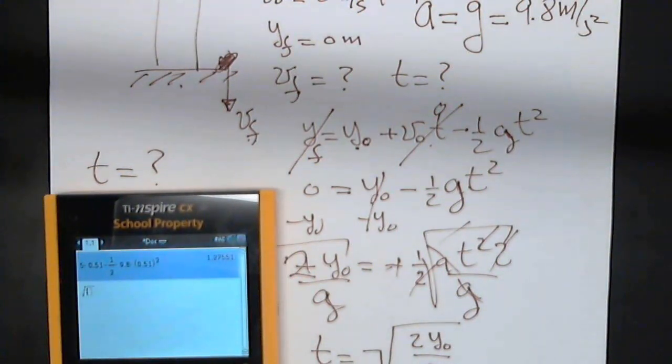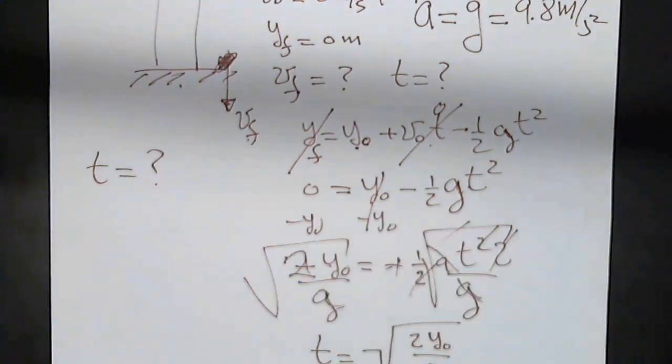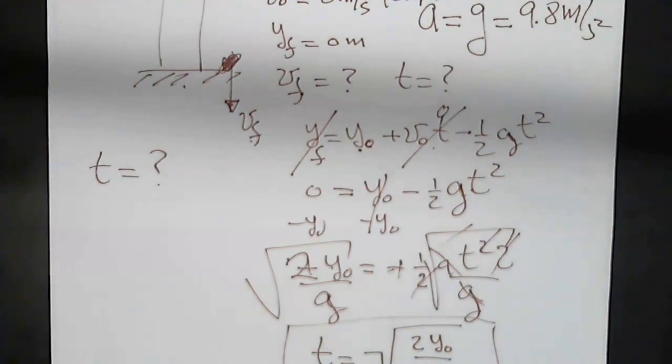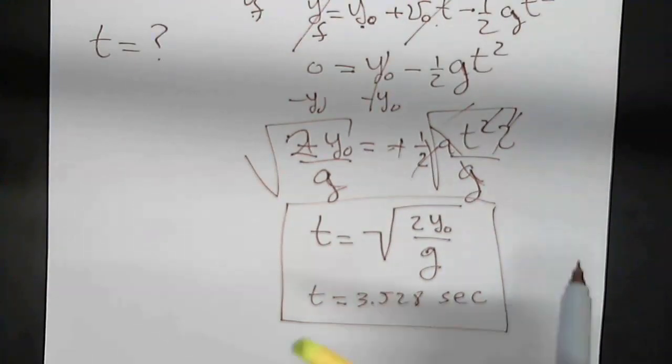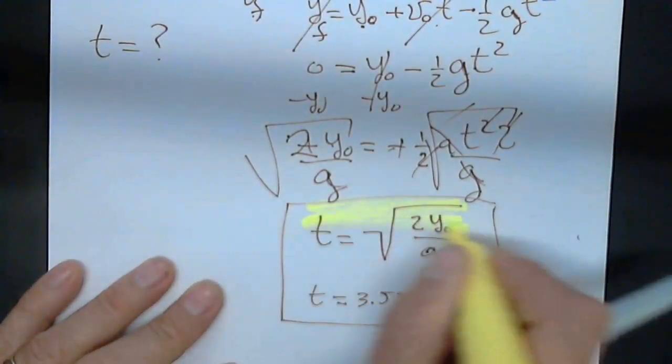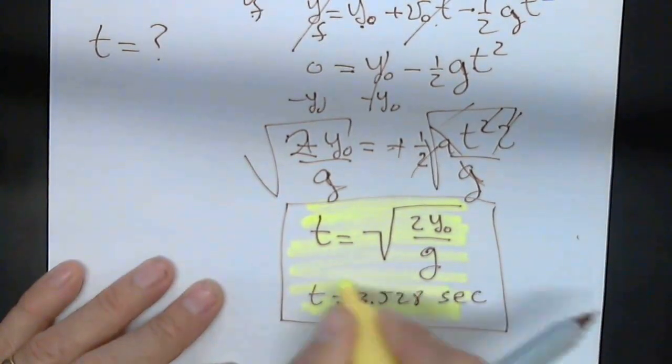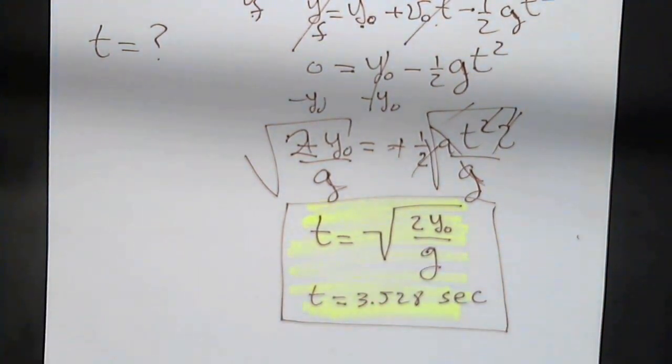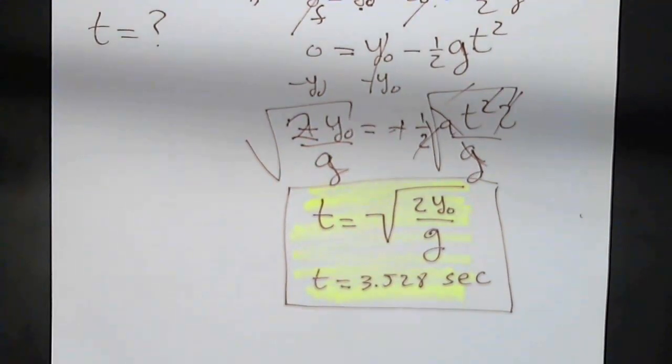So square root, control put a fraction, 2 times 61 divided by 9.8. And that gives 3.528 seconds. Okay, so that is the time it takes to go to the ground.